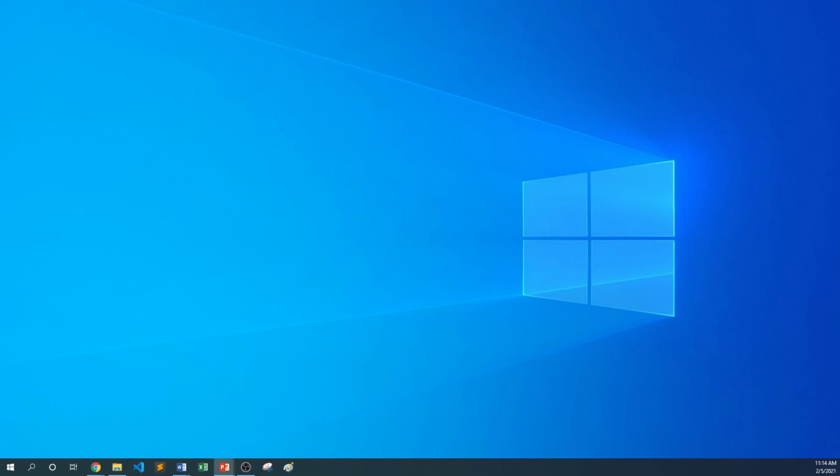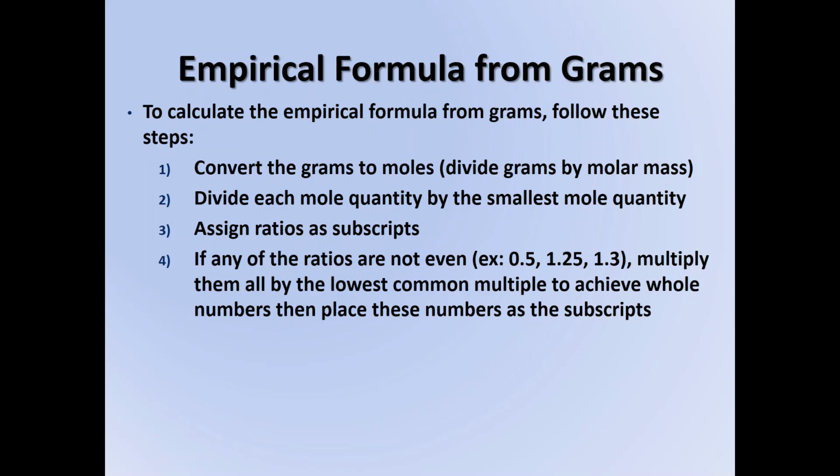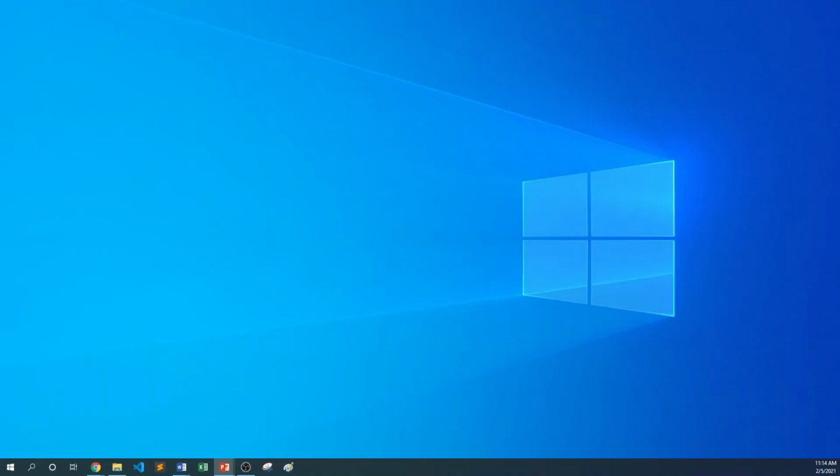For the most part, I'm not going to do anything tricky like that. So if you're given grams, you're going to convert into moles and then do the molar analysis. Basically what this says: convert all the grams into moles. You do this by dividing grams by molar mass, and then divide each mole quantity. So basically steps 2 to 4 are the exact same previous steps. So let's show you this example.